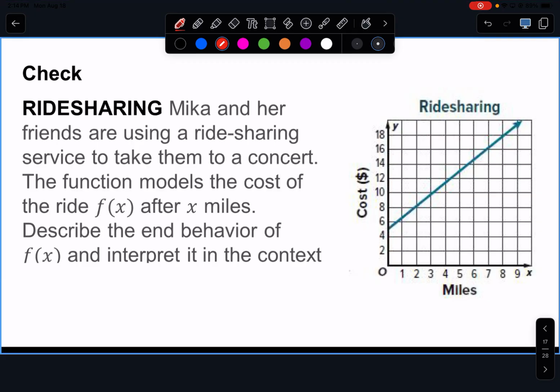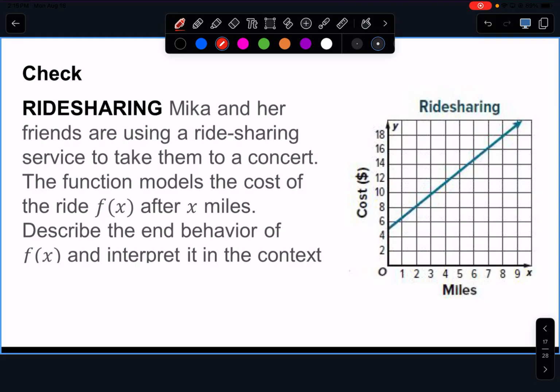Remember, they use their app to schedule the Uber, and the Uber drives to their location and picks them up, and that's when the graph starts, right? Okay. So when we're thinking about the left end, what's the end behavior of the left end of this? Russell, what's it got to be? Is it going to be undefined? Yeah. Okay, again, we're not going to have negative miles, right? It's not like you're going to get in the Uber and he's going to drive backwards and pay you for driving backwards. That's not how it works. Okay, so it's going to be undefined.